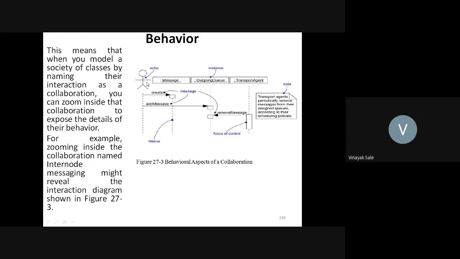So this is the actor, this is the one object, then the second object is the message, the third object is the outgoing queue, and the fourth is the transport agent. See this figure carefully. This transport agent periodically removes messages from its queue according to scheduling policies.